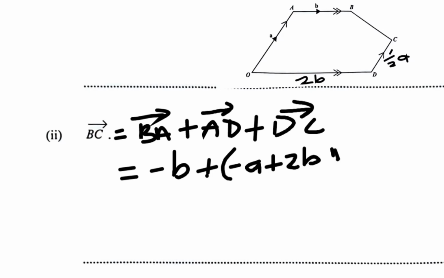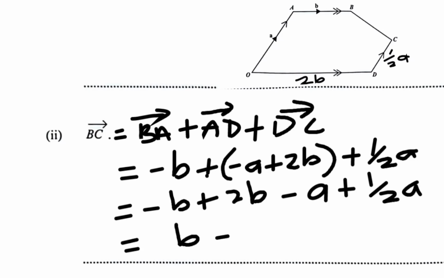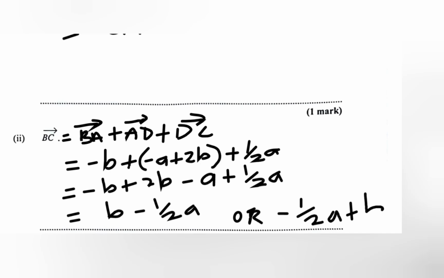So next we're going to group like terms and simplify. So we're going to have minus B plus 2B minus A plus half A. So minus B plus 2B will equal positive 1B or B, and minus A plus half A is going to give us negative half A. Therefore, BC is equal to B minus half A or minus half A plus B.